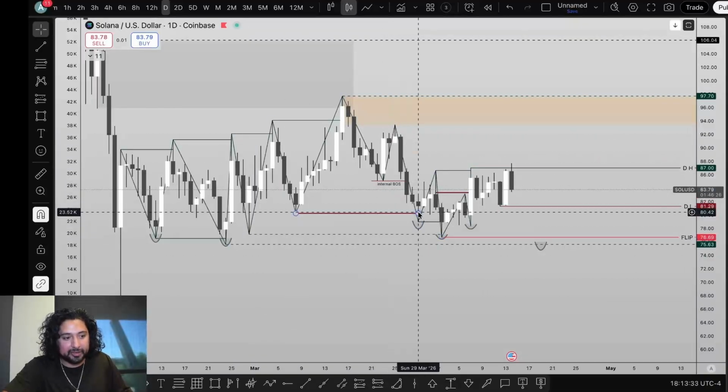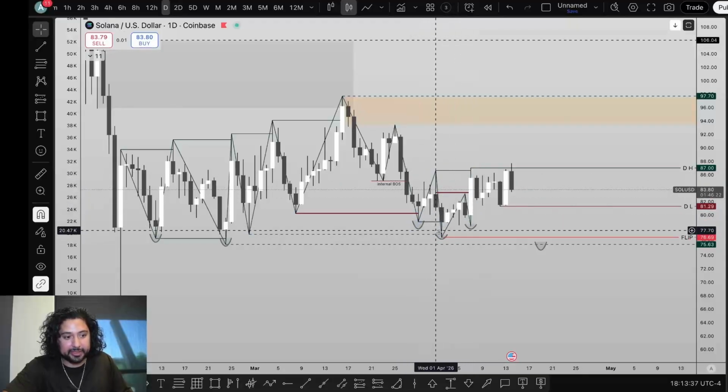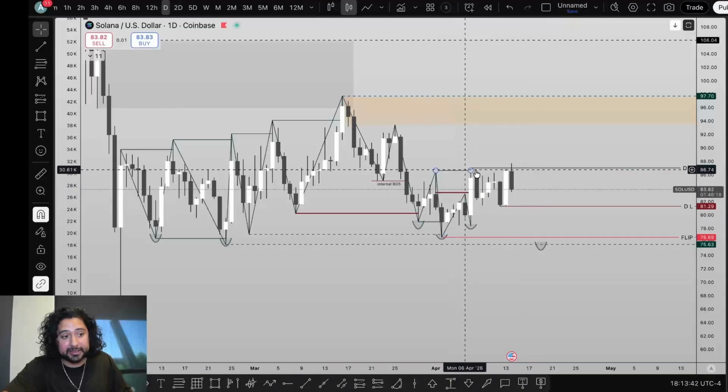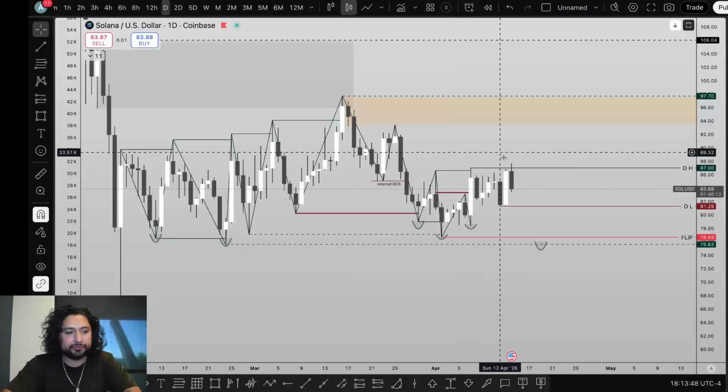Once we got here, what happened? We had an SFP, we had 1 tap, 2 tap, 3 taps to the low, accumulation, broke structure, and now we did sweep this high. So it did technically, in the short term, do its targeted move.